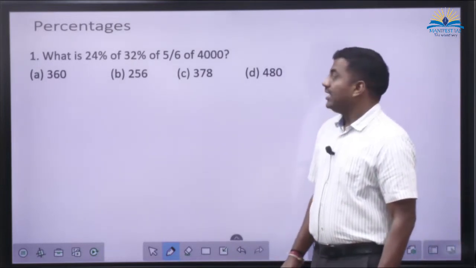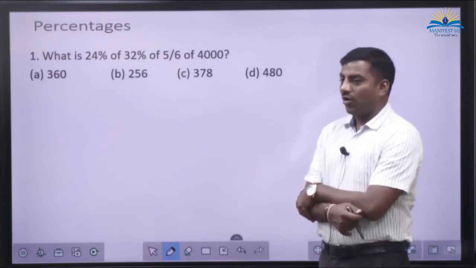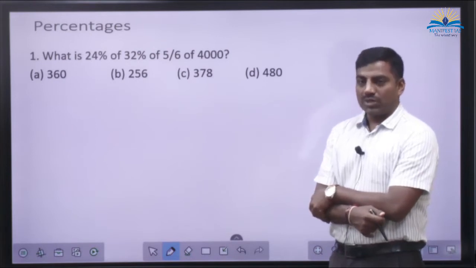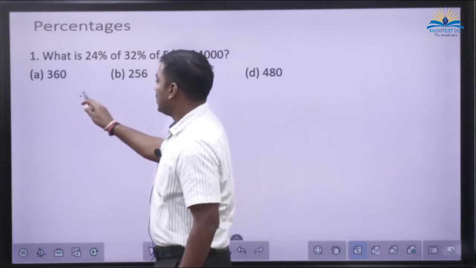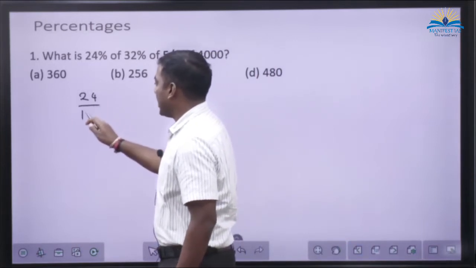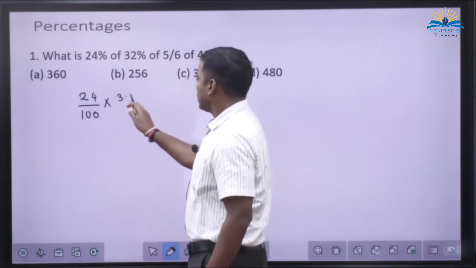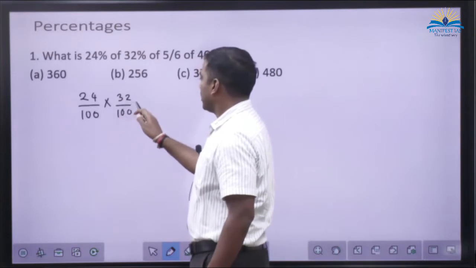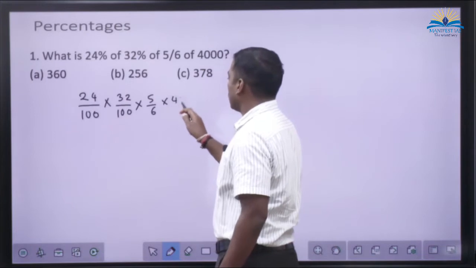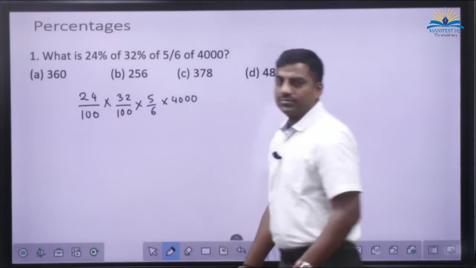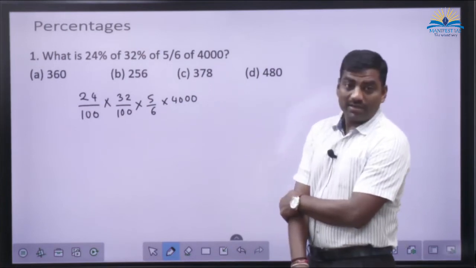What is 24% of 32% of 5 by 6 of 4,000? It is basically BODMAS related, but you should know how to write these expressions. 24% means 24 by 100. Of means multiplication. Then 32 divided by 100 into 5 by 6 into 4,000. Any doubt how to write it?